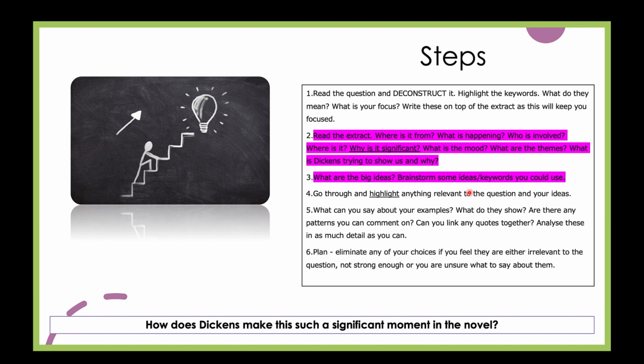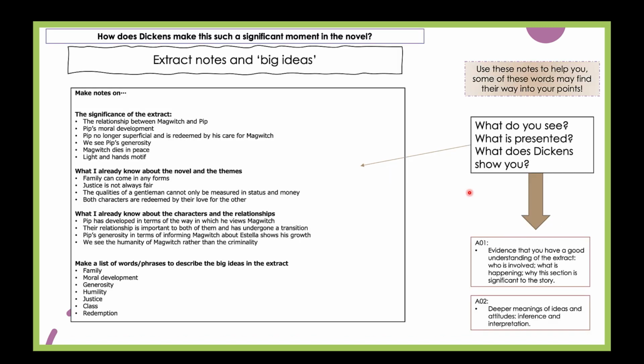So just try and get as much out of this as you can, get as many ideas as you can on the paper, and then you can think about which ones you can use and which ones you're able to then formulate into a plan. So these are my notes. So I've read the extract and I've just quickly brainstormed as many notes as I can.